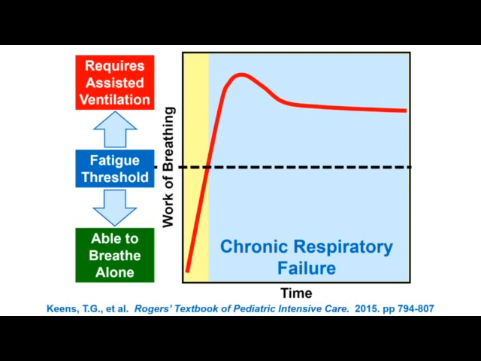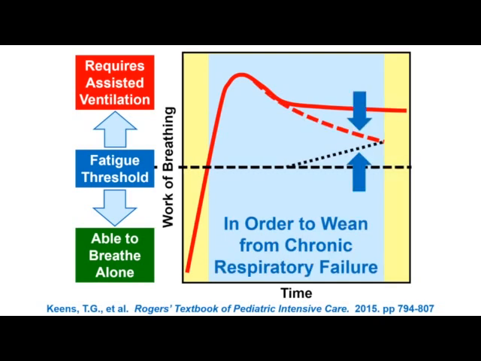Same thing. We have a disease that starts, let's say, in a child with some degree of ventilatory muscle weakness, but work of breathing now exceeds what that child can do. Ventilatory support is required, but the work of breathing never comes back down to the level the patient can sustain, so this patient cannot be weaned and has, by definition, chronic respiratory failure.